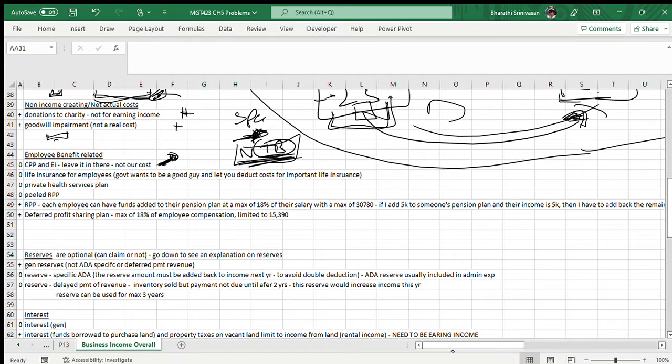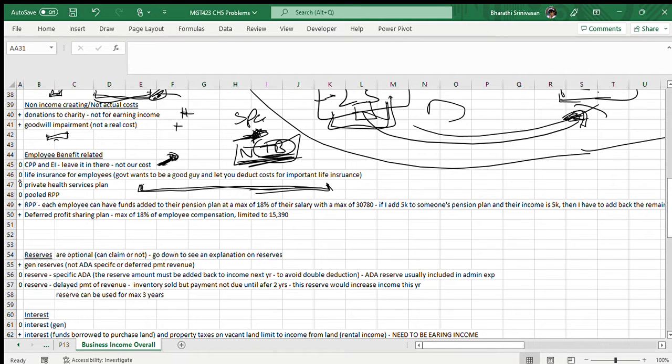Another thing is life insurance for employees. This one is out of our own pocket. So, wait a second, hold up. If we're paying some benefit, usually if it's a dumb expense, okay, right. In this case, the government wants to be a good guy and let you deduct costs for important life insurance. Because they're like, you know what, life insurance is important. I don't want you to be punished for the fact that you're adding to your employees' life insurance policies, whatever. So we'll let you deduct that as an expense.